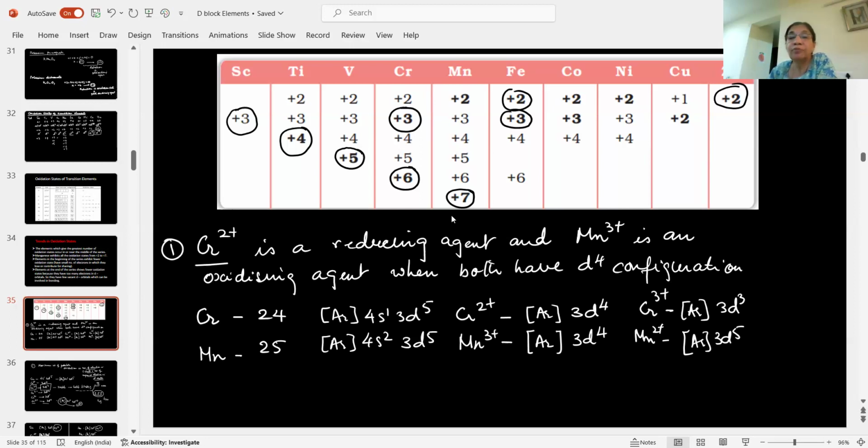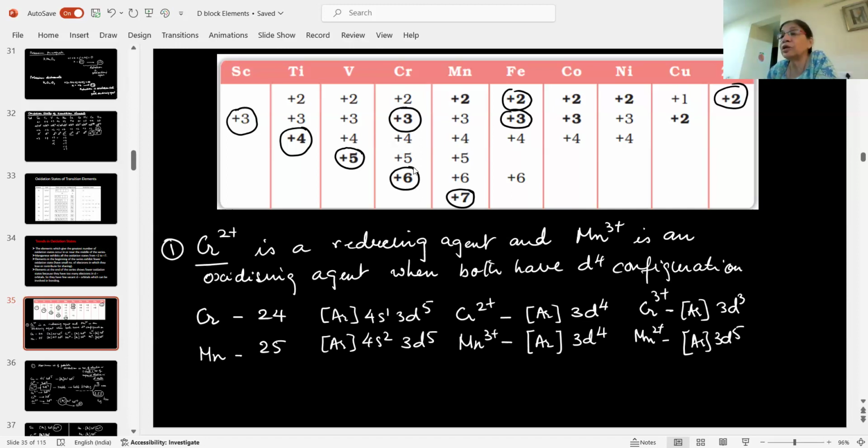If, for example, why is manganese a good oxidizing agent? Mn7+. Why is it a good oxidizing agent? Because +2 is a very stable oxidation state. So it can get reduced easily from +7 to the +2 oxidation state, and that is why it is considered a good oxidizing agent.